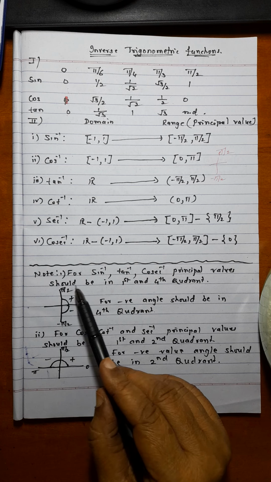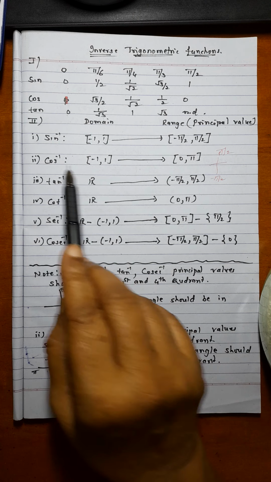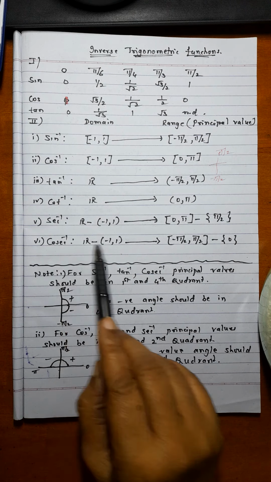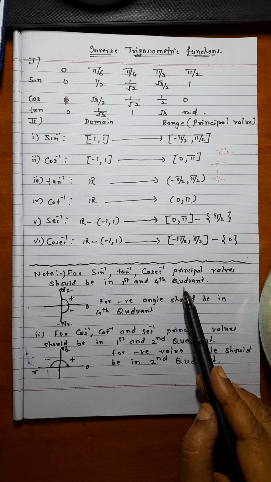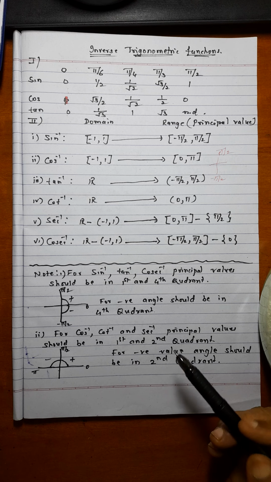Now I'll give you one note. See, sine inverse, tan inverse, cosec inverse. The principal values of sine inverse, tan inverse and cosec inverse are from minus pi by 2 to plus pi by 2. See here. Don't think about closed and open interval. Minus pi by 2 to plus pi by 2 means first and fourth quadrant. The angle should be in the first and fourth quadrant. If it is negative, then the angle should be in the fourth quadrant.